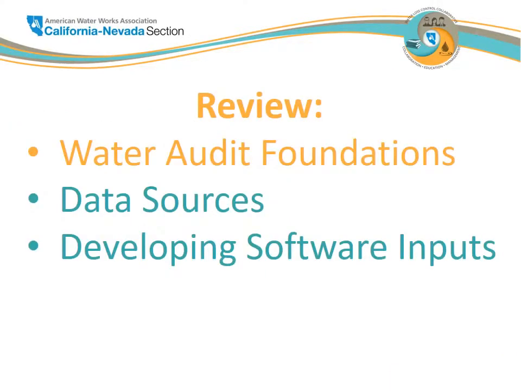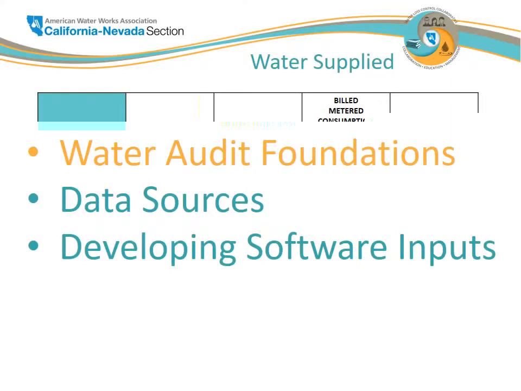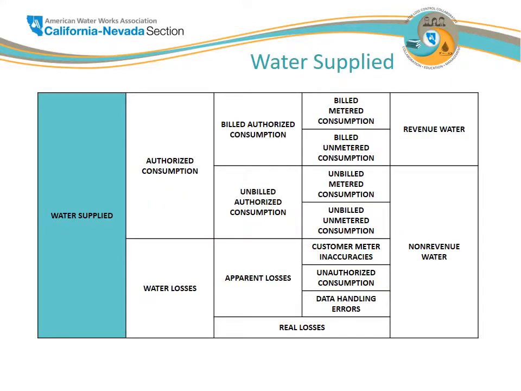Now that we've gone over some of the basics of water audits and some of the tenets of the M36 methodology, I'm going to talk a bit more in detail about our data sources and how we want to think about the best ways to determine the volumes we use for inputting into the water audit software. Water supplied is the first volume that we'll address a bit more specifically for the water audit. This is a particularly important volume when we're completing the water audit. It serves as the foundation of the whole process.